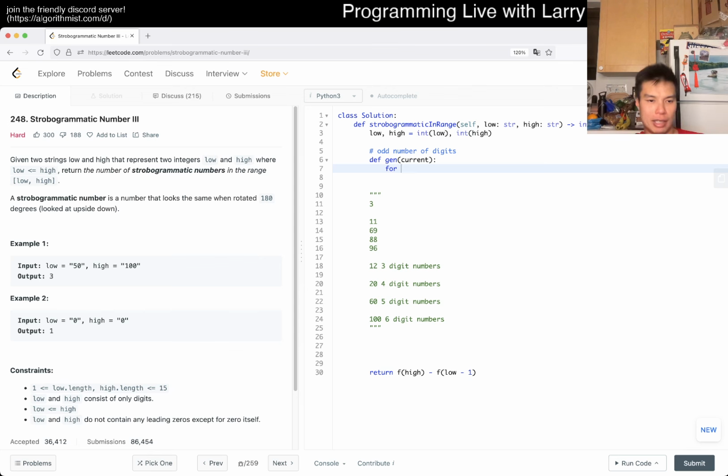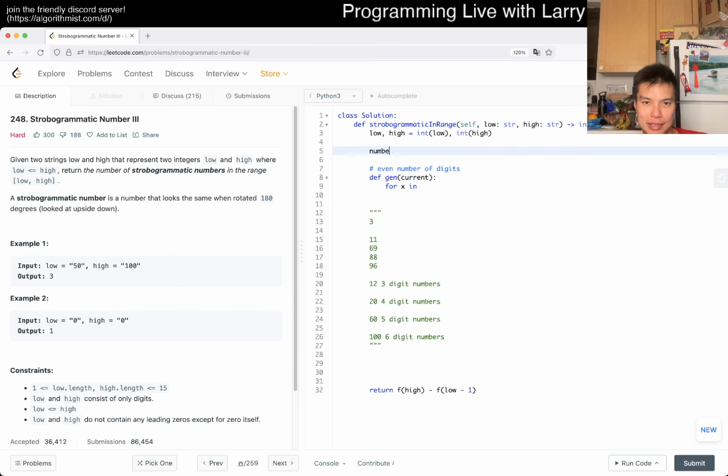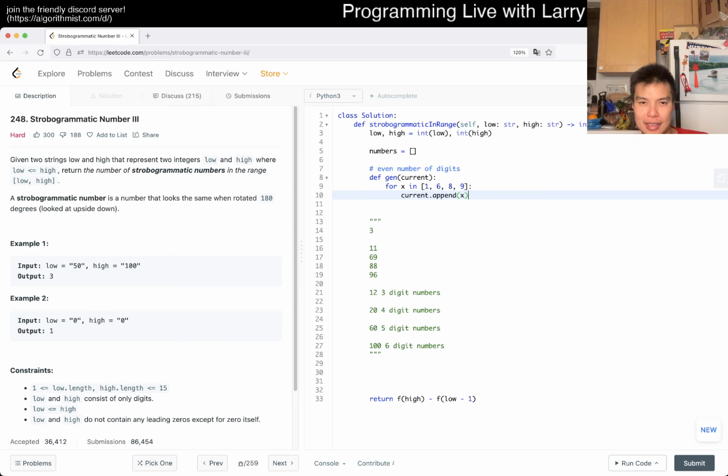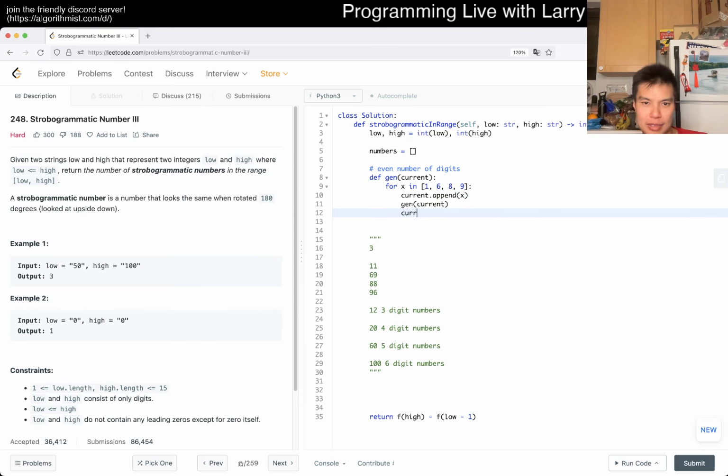And the thing is, you can generate all the numbers offline, even if you really prefer. But man, this is so annoying. Let's do even number of digits first. Okay. So now we have the current numbers, which will just have the left side, so it's 1689, and then now we just generate more, right? So for x in, maybe we have numbers, right? For x in 1689, current.append(x), gen(current), current.pop(), right? I could rewrite this a little bit cleaner, but that's the general way of doing it.